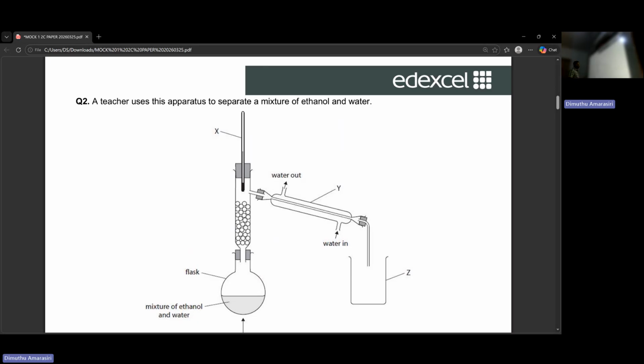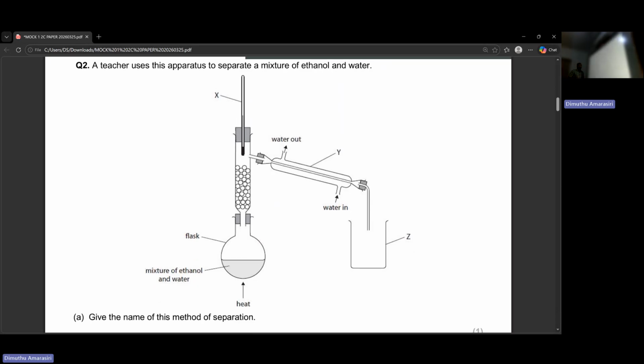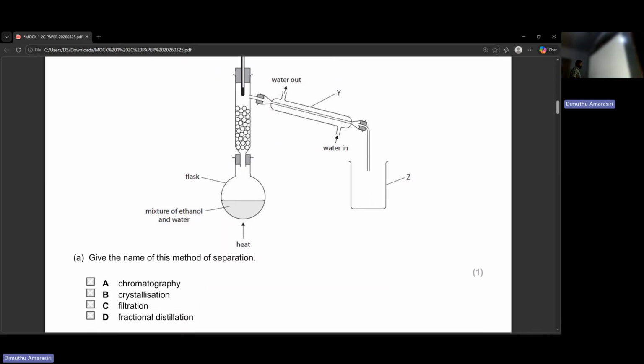But I put fractional distillation because yesterday when I was talking about fractional distillation, I saw some of you are not very much familiar with it. A chromatography question came, but still it can appear in paper 2 as well. Okay. Give the name of this method of separation.